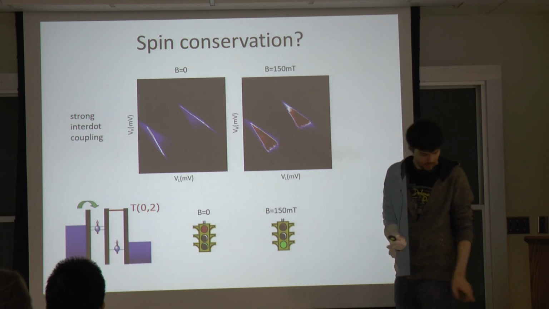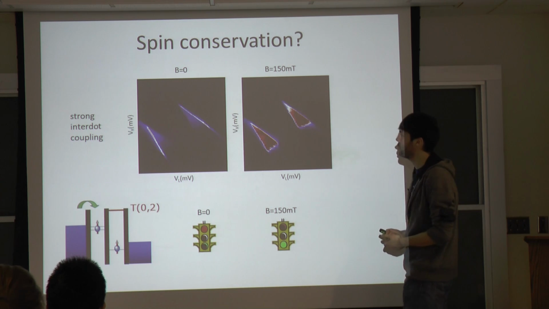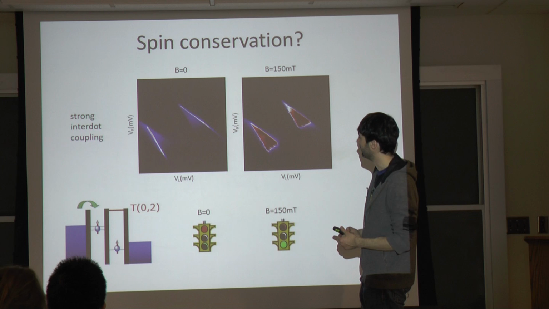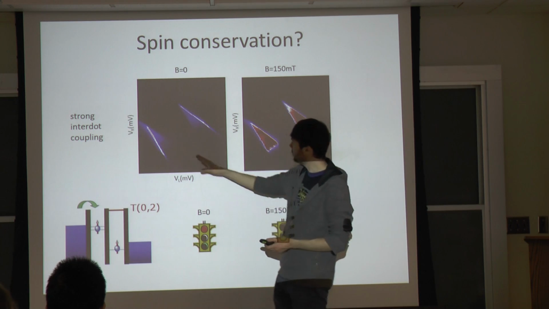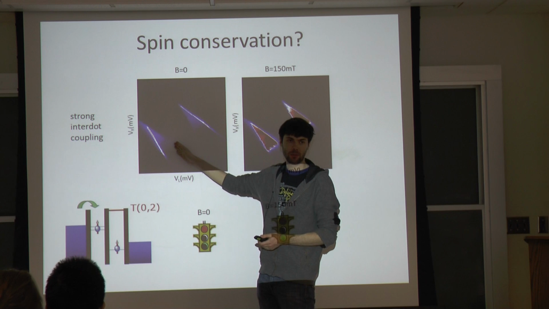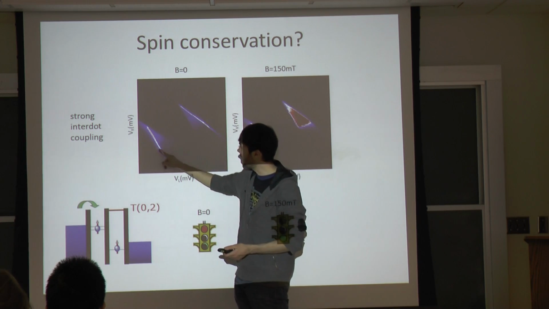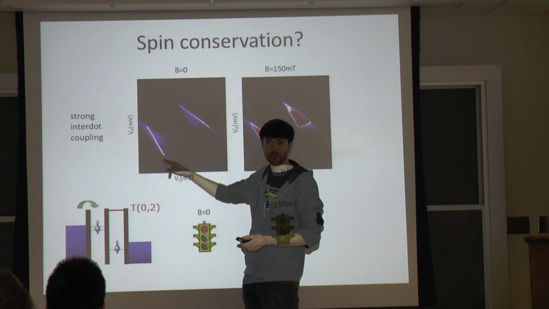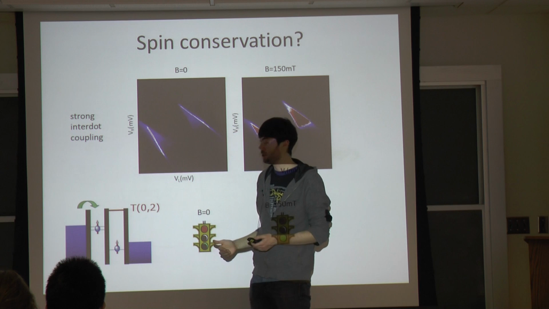Okay. Now I want to show you something strange. This one is familiar to you from a couple of slides ago. This is a spin blockade regime. You can recognize it by these bright edges. This is spin exchange with the leads. And inside the triangles, current is very low.